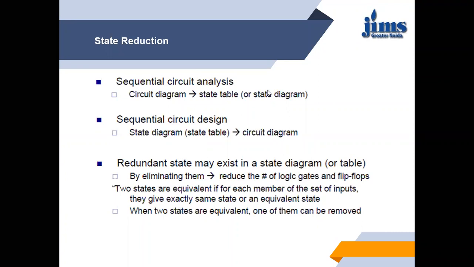So how to eliminate these redundant states? Two states are said to be equivalent if and only if, for each member of the set of inputs, they give exactly the same next state and the same output. So two states are equivalent if we give the same input combination to those states and the circuit goes to the same next state and produces the same output. When two states are equivalent, one of them can be removed. This is how the redundant states are removed, and we save designing time, designing cost, and complexity in our final design.